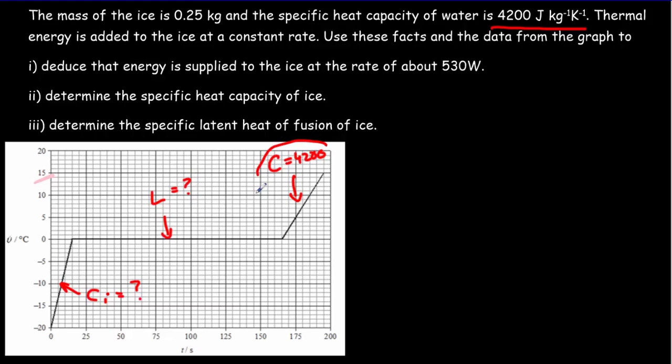We have a little more information in this region here. So when we're asked for the rate at which energy is supplied to the ice, we want to use the information from this region.